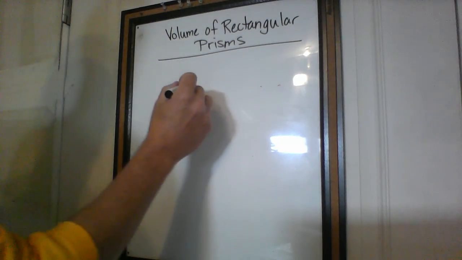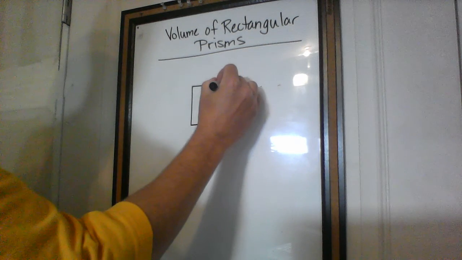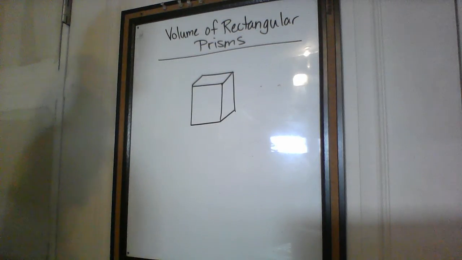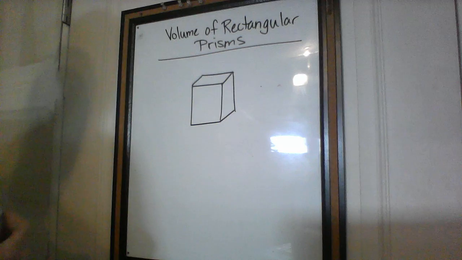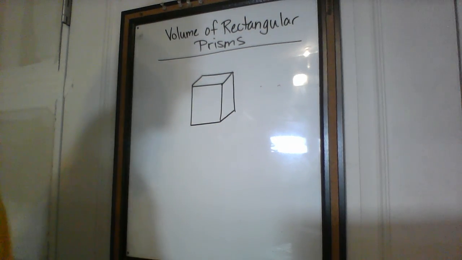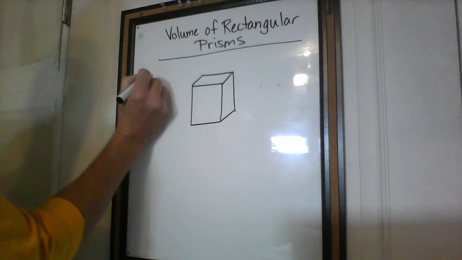So we're going to have anything that is going to be three-dimensional for a rectangular prism. Okay, draw that as best you can. To solve for a rectangular prism, you're going to multiply three specific numbers.